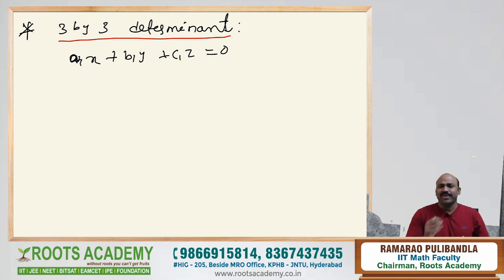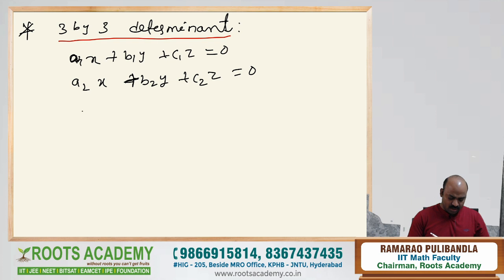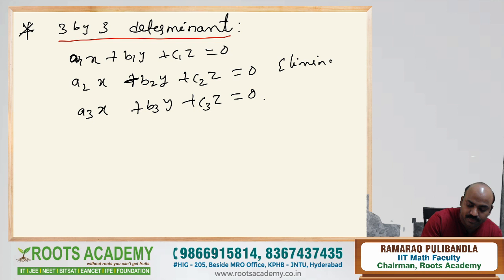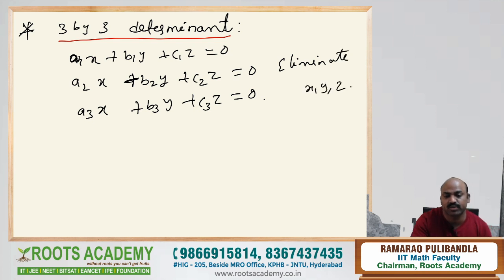So I have three variables x, y, z. So I'm taking it as a1x plus b1y plus c1z equal to 0. Next one I'm taking it as a2x plus b2y plus c2z equal to 0, and a3x plus b3y plus c3z is equal to 0. See here, what we have to do now? We have to eliminate x, y, z.